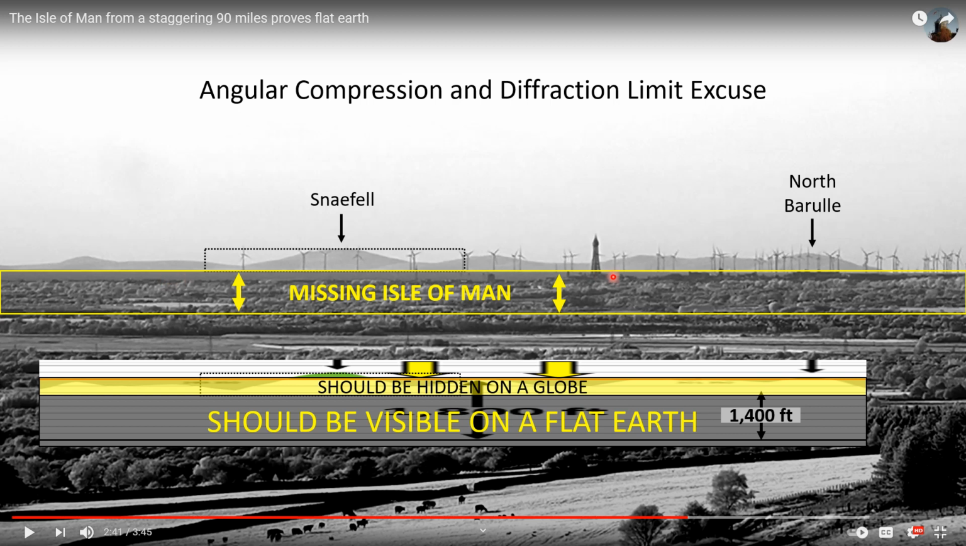So this area here is an estimation of what is missing on the Isle of Man. And look how thick that is in angular size. So if this area is below the diffraction limit of the eye, why can't I see this thin area of the Isle of Man, and this little thin area, and this thin area, and this thin area? And why can't I make out small details like all of these wind turbines? And why can't I even see individual trees that are smaller than the missing part of the Isle of Man?